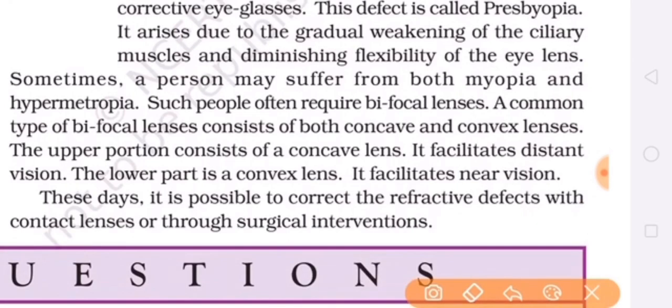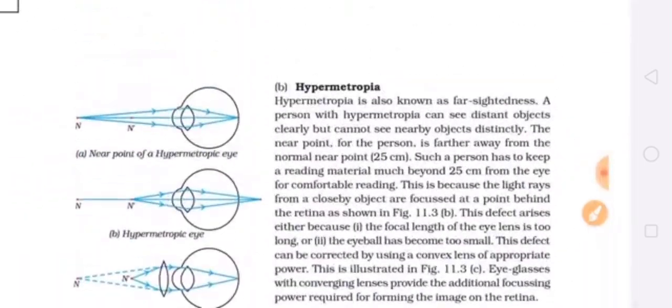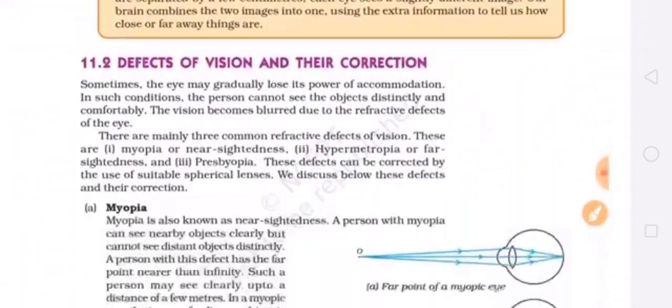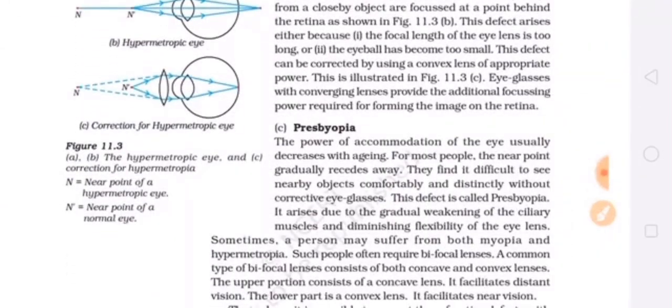And sometimes what happens, the person may suffer from both myopia and hypermetropia, and in that case he will require bifocal lenses. In bifocal lenses what we will have? We have concave lens also and convex lens also. The concave lens is in the upper portion, which facilitates distant vision, and the lower portion is a convex lens, which facilitates near vision. So this was all about the 3 defects.